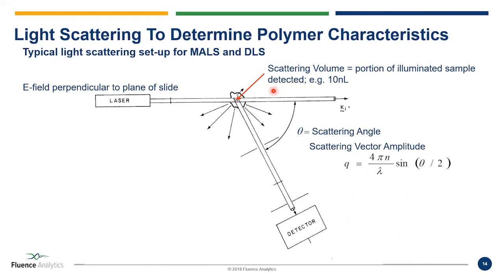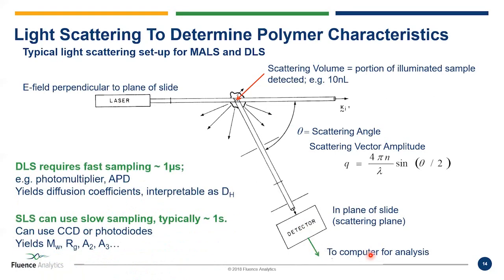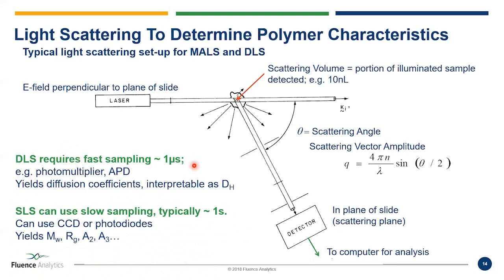The scattering angle is reckoned with respect to the throughput going in the direction of the laser, which would be 0. As you swing out, you grow an angle. 90 degrees would be here, and then you get a scattering vector amplitude, which we need not go into, but it's common to all scattering measurements. And then we have our detector, which again is in the plane, and you send the signals off to your computer. DLS requires fast sampling, at least a microsecond. So you usually use a photomultiplier or avalanche photodiode. And again, you get a diffusion coefficient.